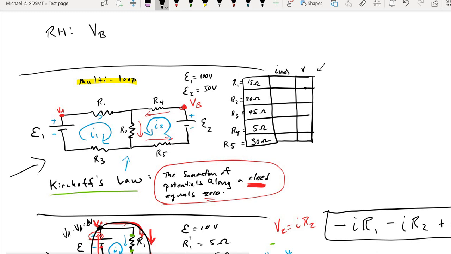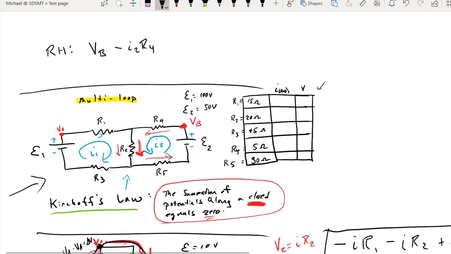I pass through resistor 4 with current 2, that is a drop in potential. I then pass through resistor 2 with current 2 and with current 1. So just like the above equation, I have to take into account both of those currents as they travel through resistor 2. And then we pass through resistor 5, going with the current. And lastly, we have to pass through EMF 2, emerging on the positive plate. And that gets us back to VB, which we don't need to know because it's going to cancel out. And we have our second loop equation.